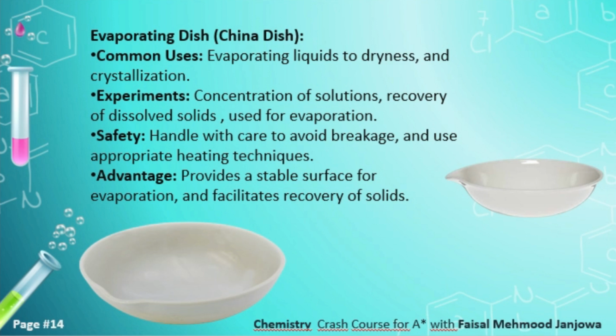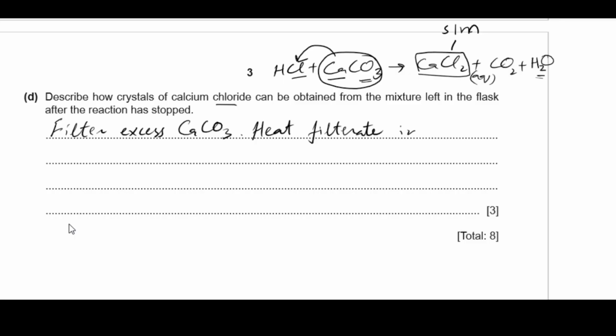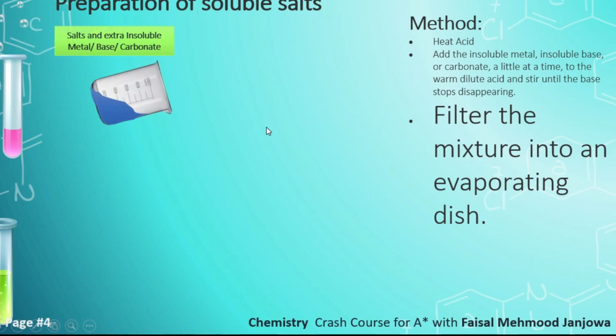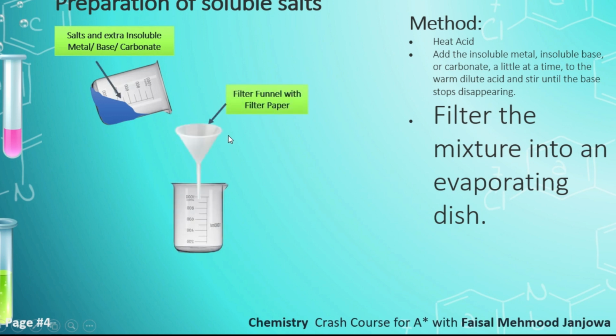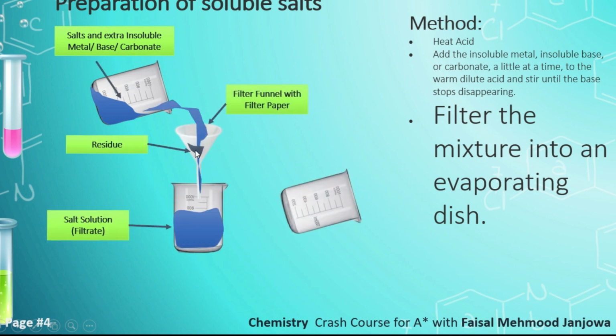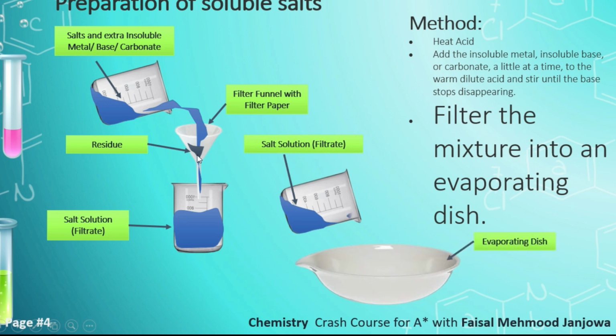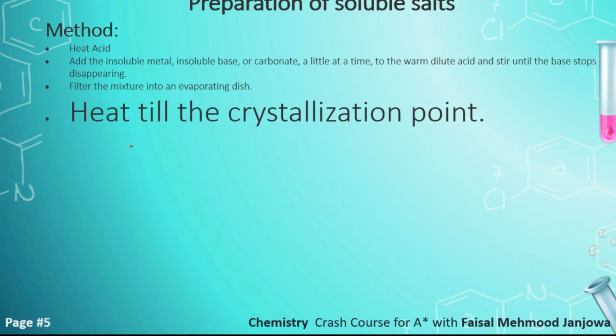That filtrate would be placed in the china dish and it would be heated. Heat the filtrate in an evaporating dish or china dish as we want the crystals. So we need to heat the filtrate till the crystallization point. Remember that we first filter the mixture into the evaporating dish using the filter funnel. The residue would be left here. In this case, the residue would be calcium carbonate that was unreacted, and later on this filtrate that contains calcium chloride is transferred to the evaporating dish and we would heat it till the crystallization point.